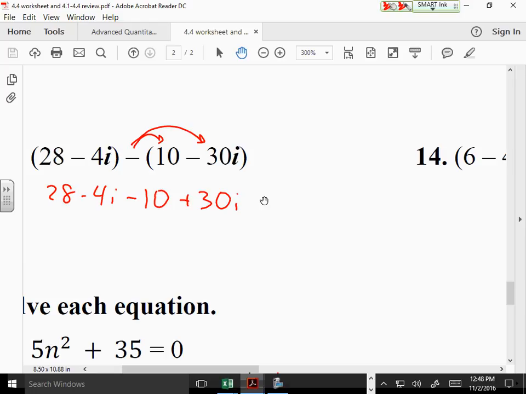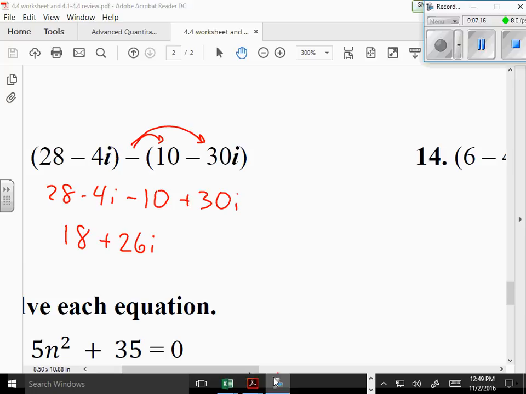And then you can look at combining your like terms. That'll be 18. And then a plus 26i. And that's really all you have to do. The book goes through and tries to pair them up in a certain way, and maybe they're trying to set you up for something later. But it follows the same algebra rules if you do it that way.